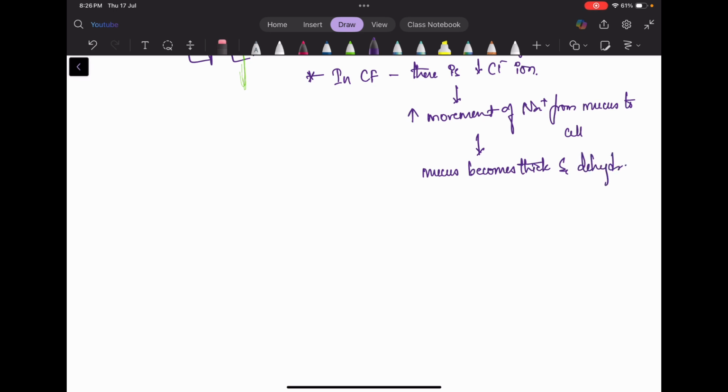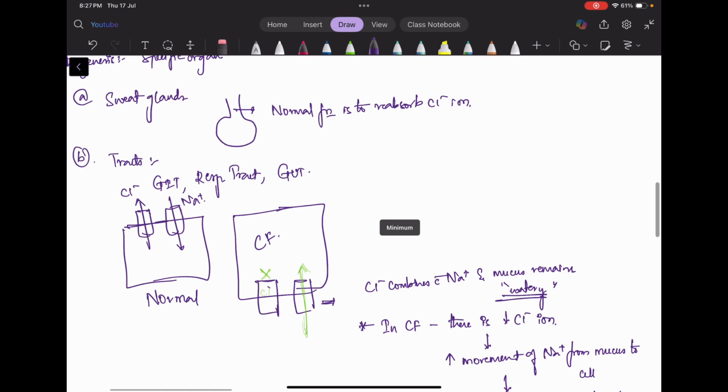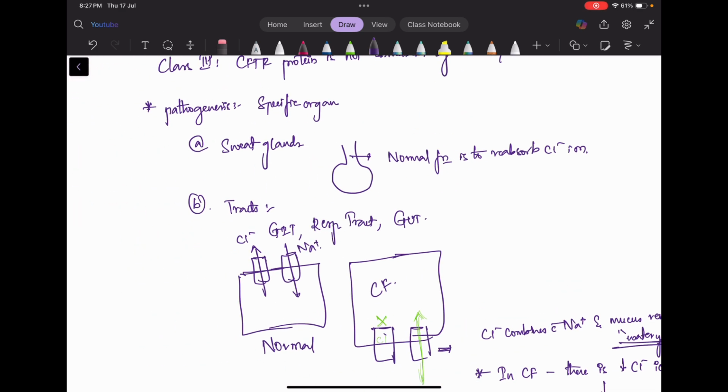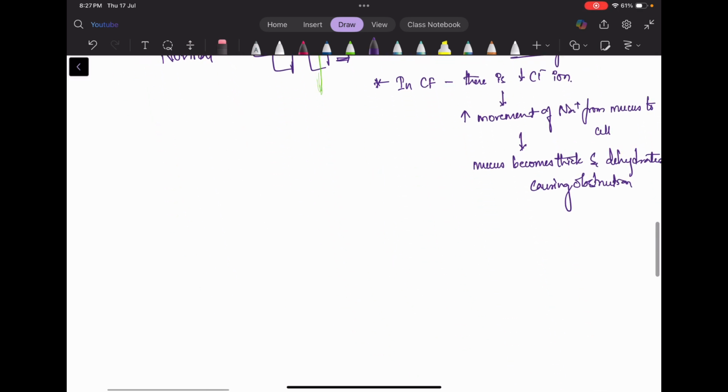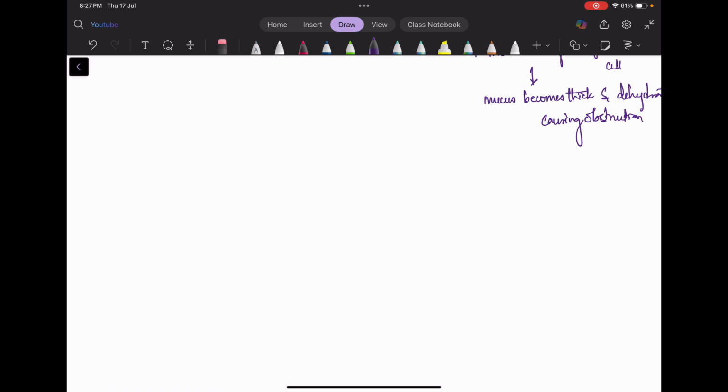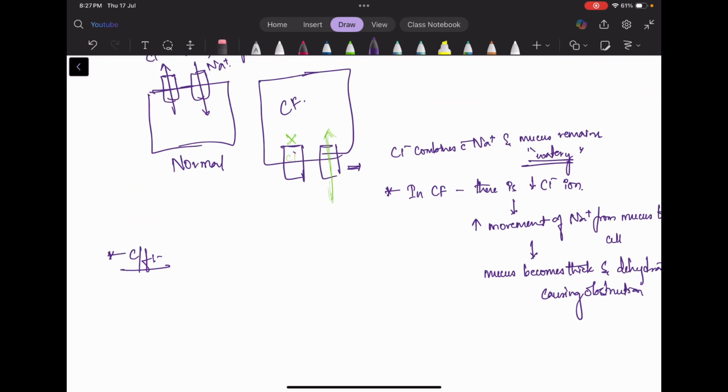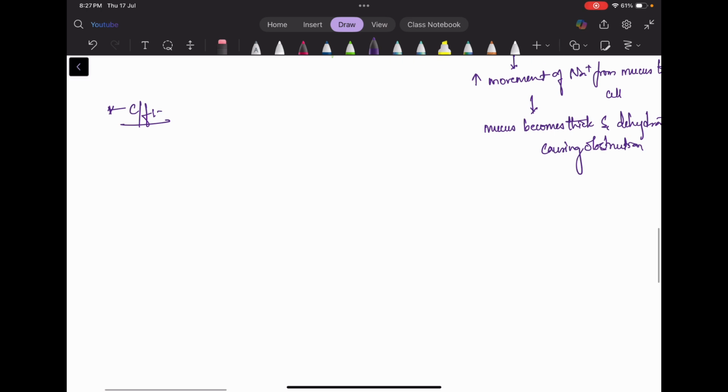Then dehydrated, causing obstruction. It becomes so thick that secretions start to obstruct. Okay, this is your pathogenesis. Now, for the entire pathogenesis, the quantity required for the answer and the basics, I try to keep it concise. We'll revise it so that you won't get confused at last. Then we'll go to clinical features. The above was for pathology, and this is for the pediatric section.